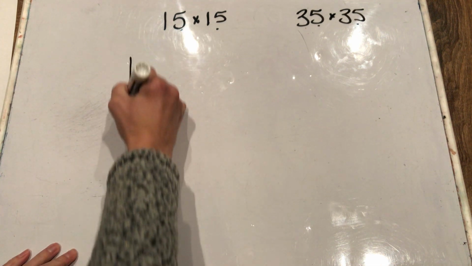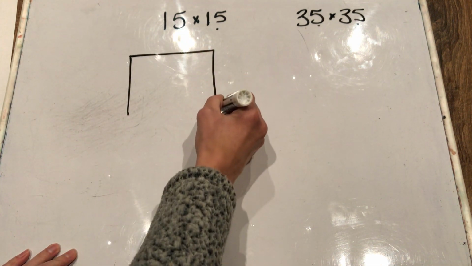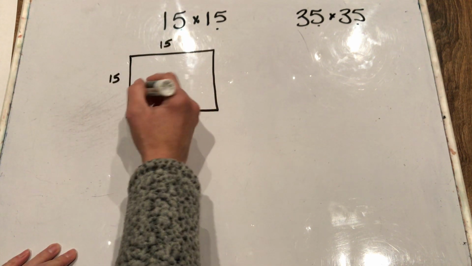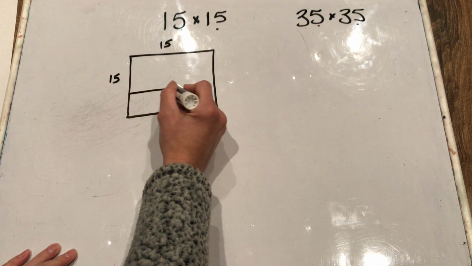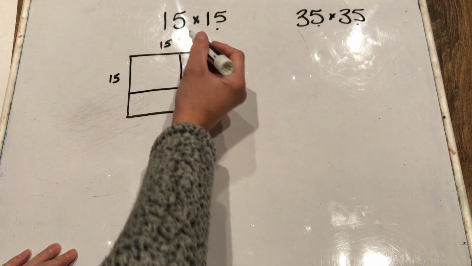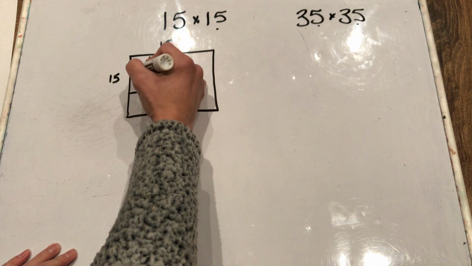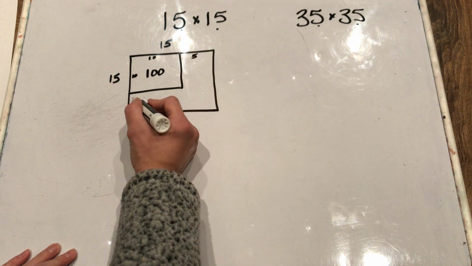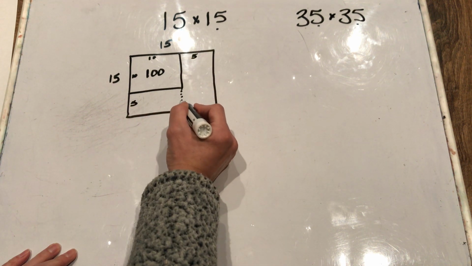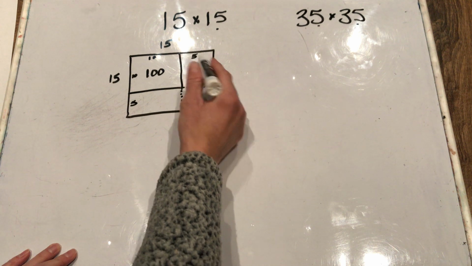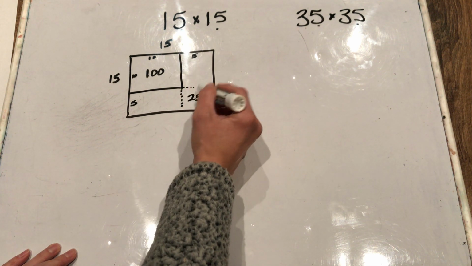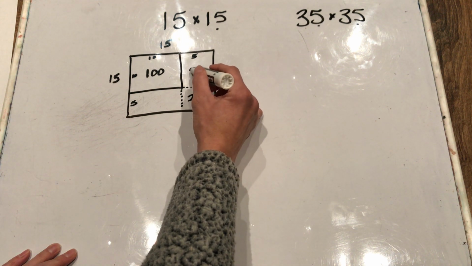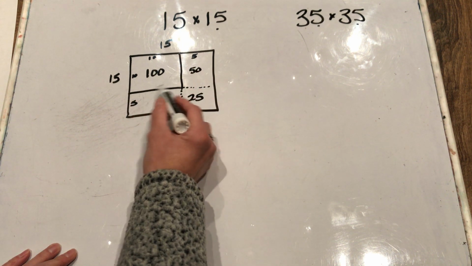So if I draw what 15 by 15 would look like, I'm going to kind of cut off the 10 by 10, right? And so I have this as a 10 by 10, which is 100. This is 5, and this is 5. So the 5 times 5 is 25. This is 10 long, but 5 across. So this is 50. And this is 10 by 5.